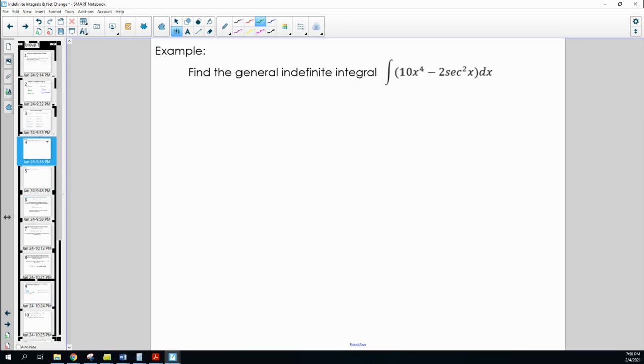We can use our properties of integrals and separate things. So maybe we take the 10 out because it's a coefficient. We have the integral of x to the fourth dx, minus, I'm going to take out the 2 because it's a constant, and then I have secant squared x dx.